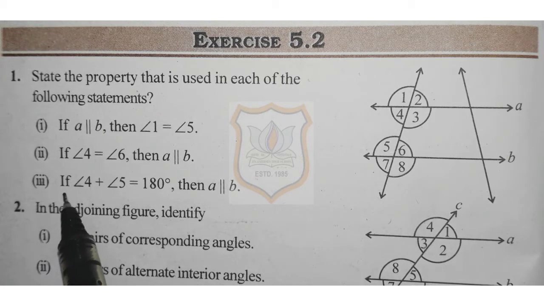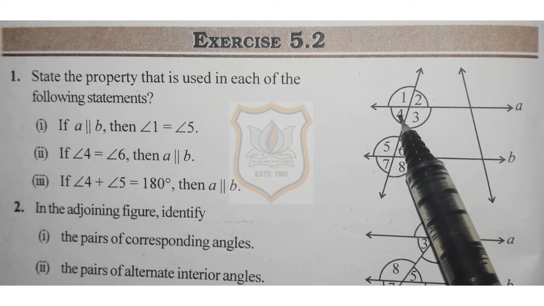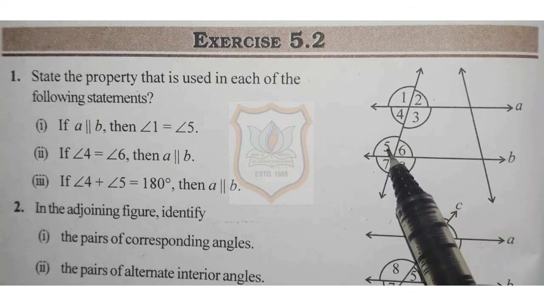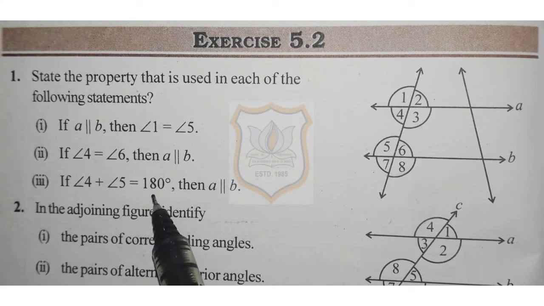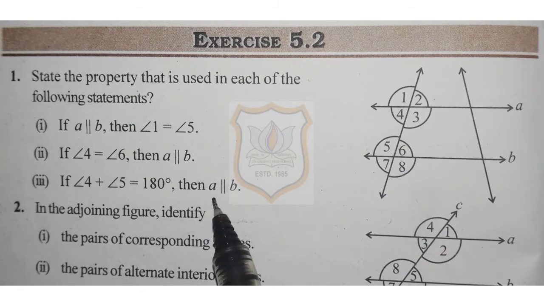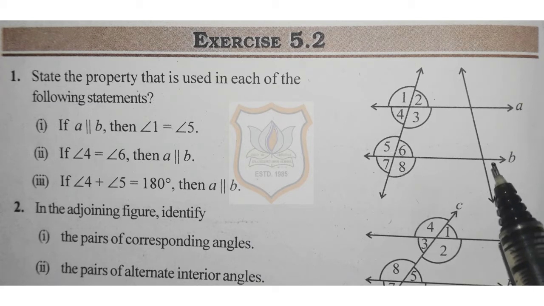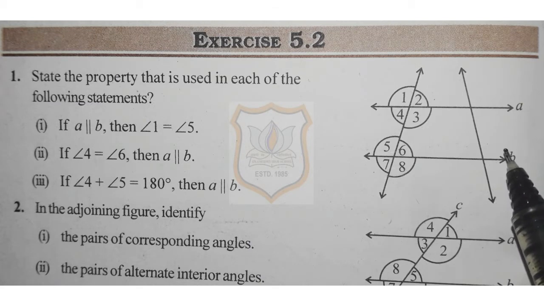And third one is, if angle 4 plus angle 5, this one is angle 5, is equal to 180. The measure of both the angles is equal to 180. That means they are supplementary. Then you have to tell that A is parallel to B, and give the reason behind that. So let's start solving question number 1.